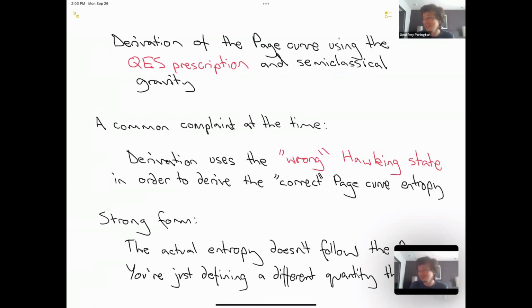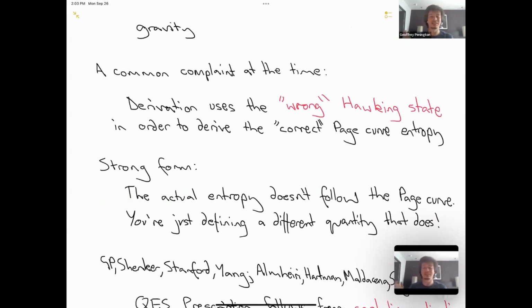There's been a stronger form of this complaint given by various people more recently from other communities, who have basically said, look, you're not computing an entropy at all here. You have some state that has an entropy that doesn't follow the Page curve, and you're just making up some different quantity, involving area plus entropy of some extremization procedure, that does follow the Page curve, and then you're declaring victory, but you haven't done anything because the actual entropy isn't following the Page curve.